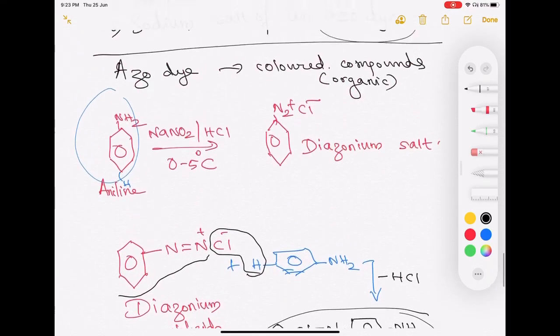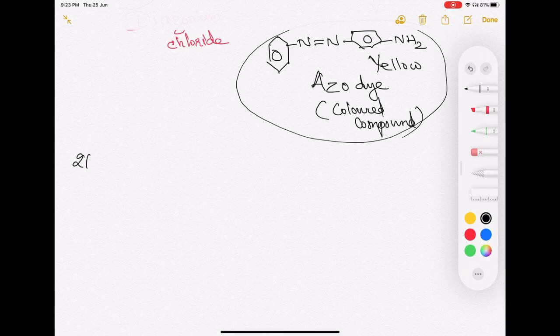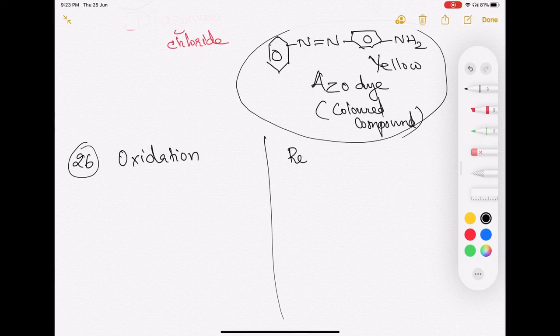Then how can you distinguish between the 26th question? Okay, 26th question is, how can you distinguish, or what are the differences between oxidation and reduction? Oxidation and reduction, these are important redox chemistry based VIVA questions. So what is the difference between oxidation and reduction?